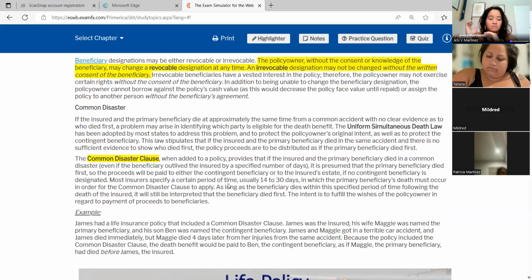So a hurricane hit, the house I was in got taken completely, but my husband got, I don't know, injured and outlived me for 5 days. Because the cause of the death is also the hurricane that hit us, it will be presumed that he died first. So my money will go to the contingent beneficiary. Most insurance companies will tell you when you buy this type of clause that they're going to list the number of days allowed, like 14 days or 30 days, that the primary beneficiary can die after you.